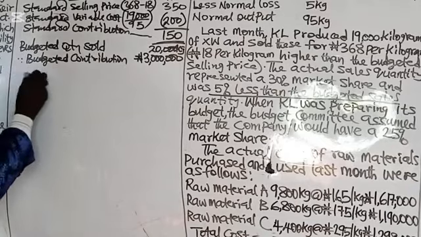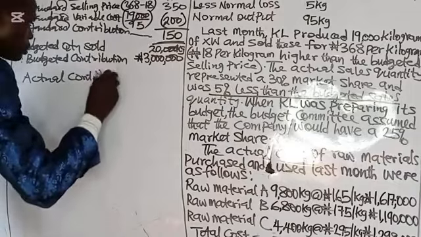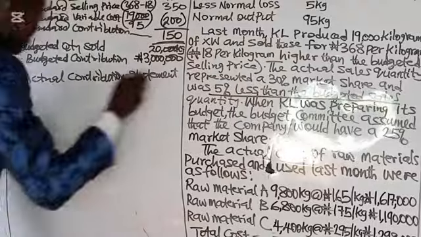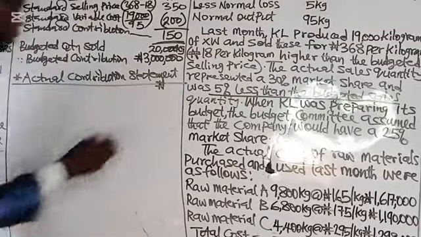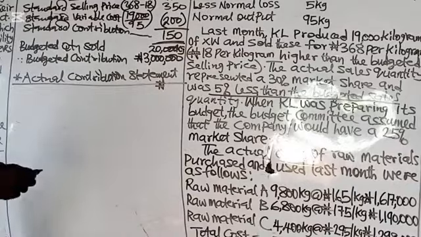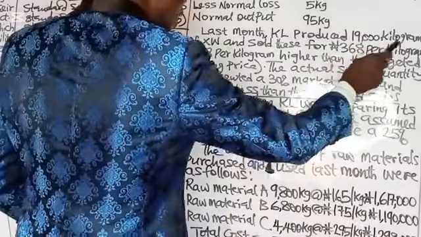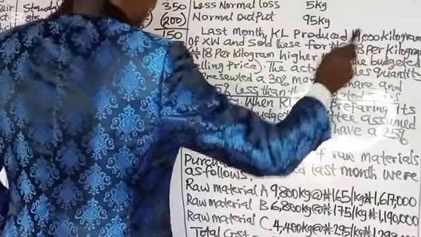Actual contribution statement. You want to calculate the actual contribution for the period. You have been told last month KL produced 19,000 kilograms. The actual quantity sold is 19,000 kilograms.